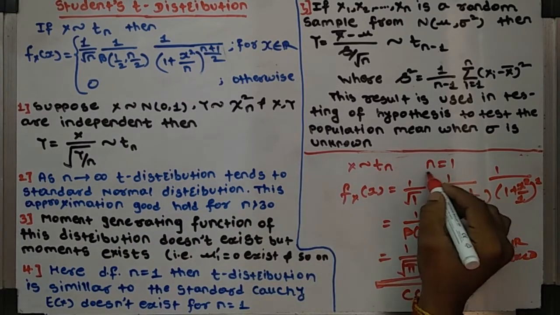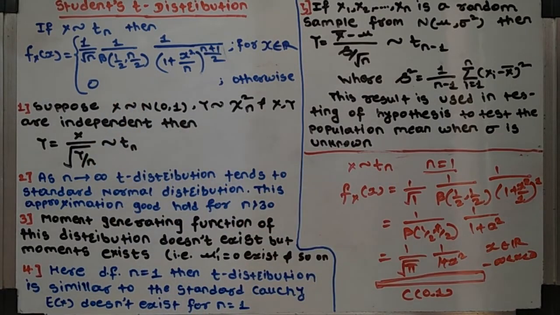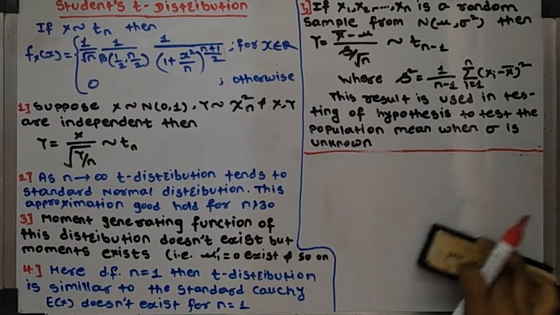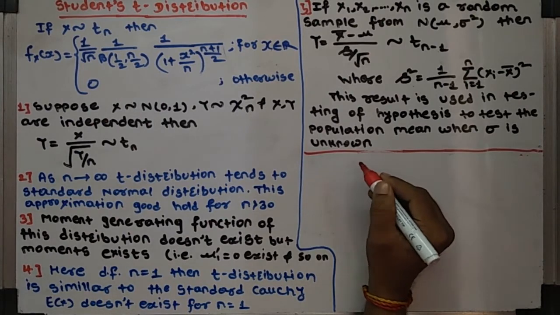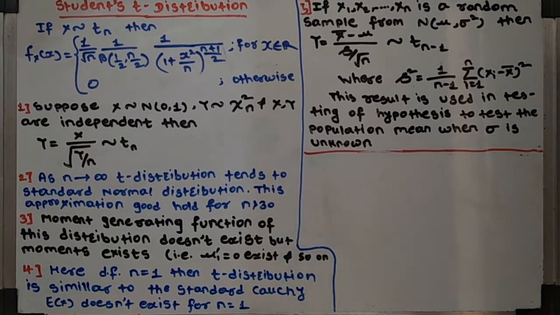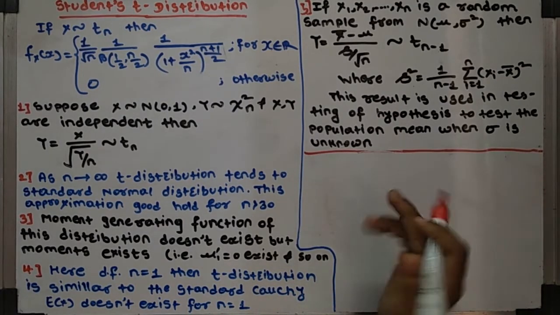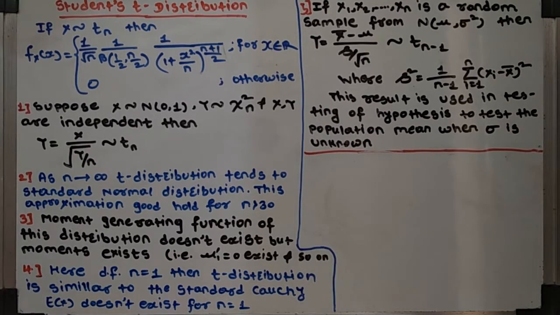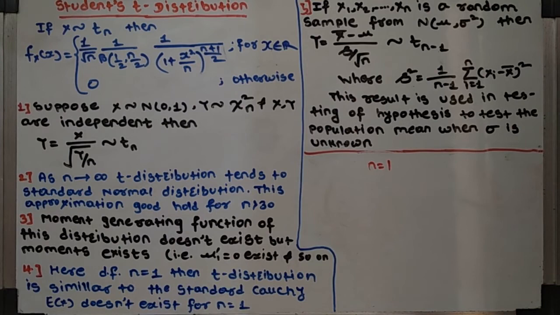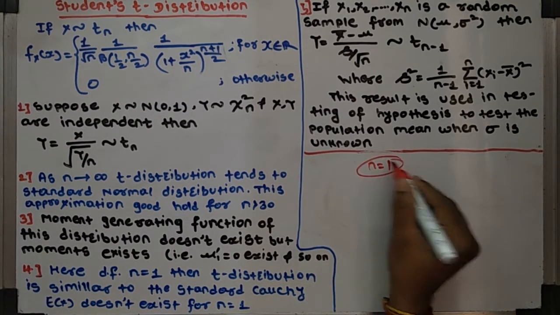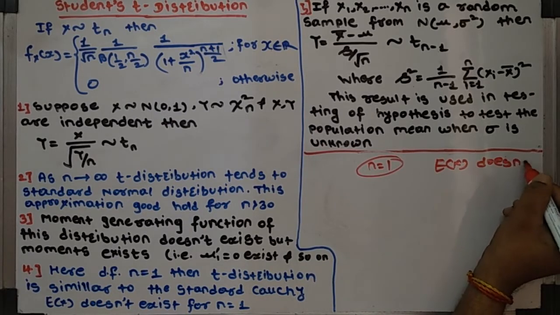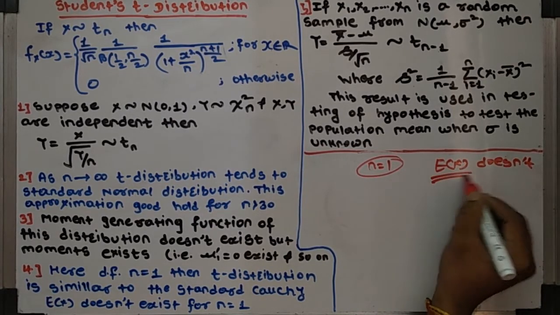So for n equal to 1, t distribution is similar to standard Cauchy distribution, and we know that in Cauchy distribution mean does not exist. Every moment does not exist, that is variance, all raw moments and central moments do not exist. Therefore here, for n equal to 1, t distribution is a standard Cauchy distribution. For n equal to 1, expectation of x does not exist, because in Cauchy distribution expectation of x does not exist.